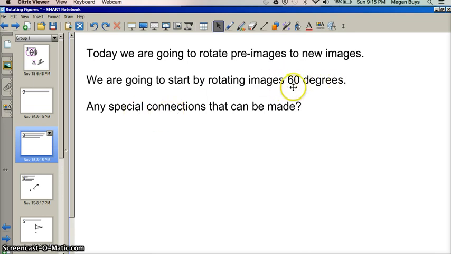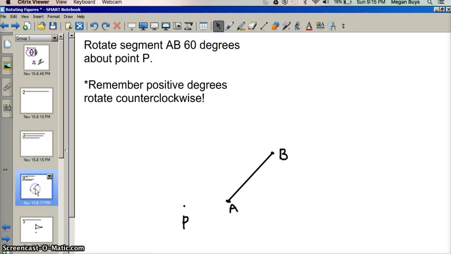So here we go, the 60 degrees, this should be our special connection that can be made. Equilateral triangles are 60 degrees for each angle. So if we use them, they can help us instead of having to measure out a whole angle and copy it. So I'm going to rotate segment AB 60 degrees about this point P. So I'm going to take out my compass and I'm going to start by always starting on the point.